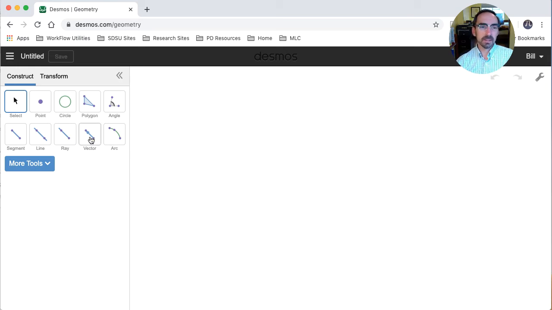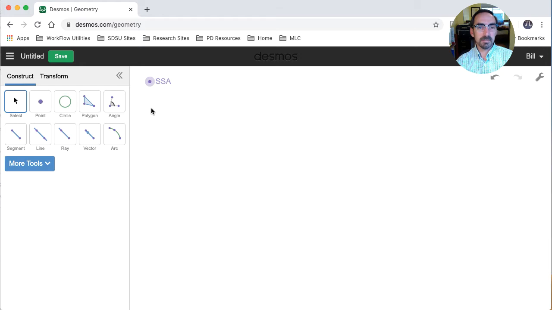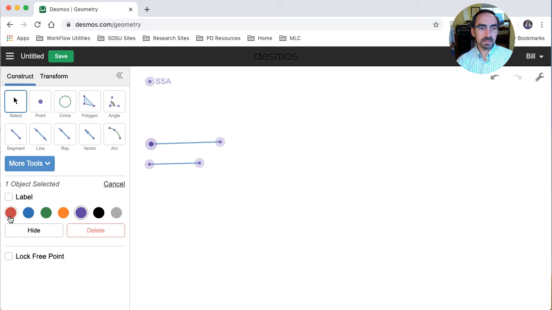Let's take a look. So just to remind myself what we're doing, I'll make a note and name this point side-side angle. In order to do this construction, I need to give myself two sides and an angle. So I'll start off with the sides. Why don't we make this side AB and this side BC. And I'll go ahead and name these points.